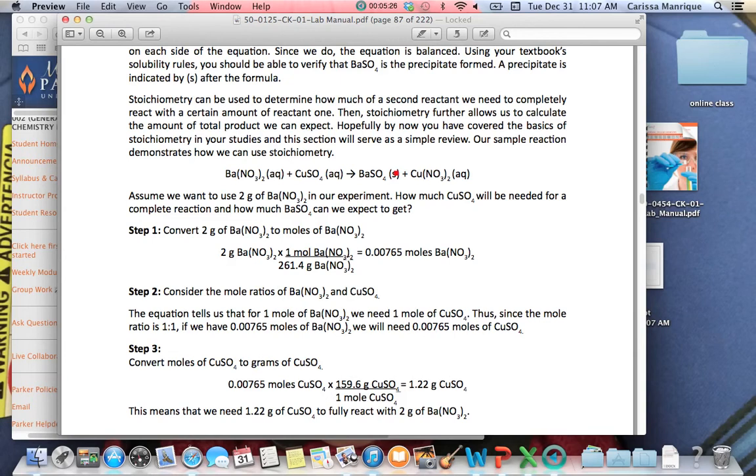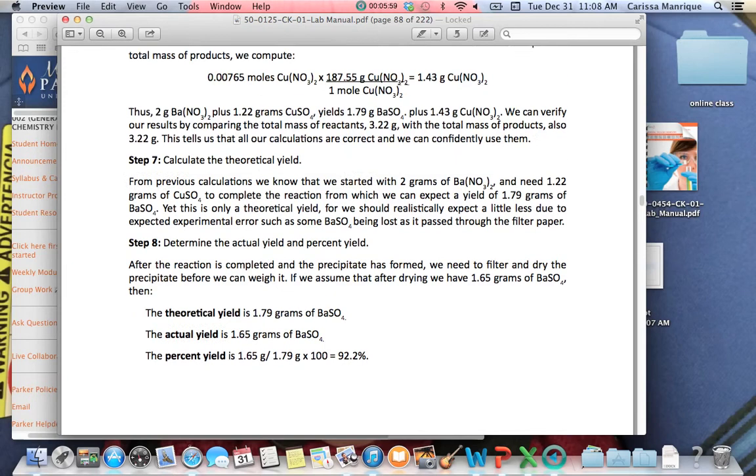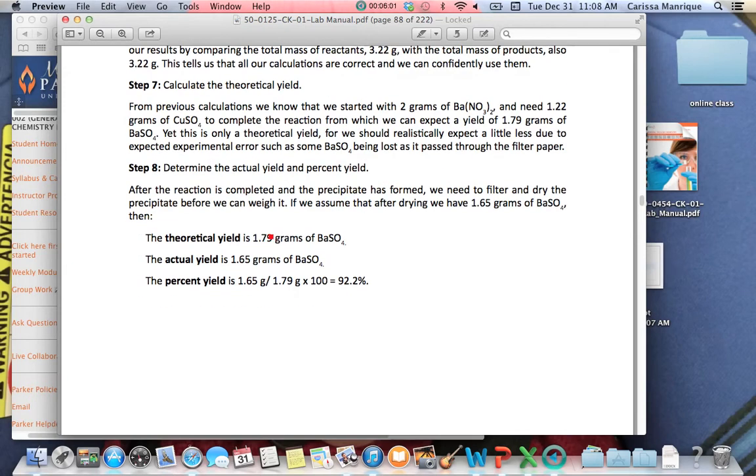Okay? So you're going to convert grams of barium nitrate to grams of barium sulfate, and that again will give you your theoretical yield. Theoretical yield is, as it implies, theoretically how much you're going to make. This is if everything goes perfect, you measure the exact amount out, and when you transfer your product into another beaker, you don't lose anything. So if everything is 100% perfect, this is your theoretical yield. This is how much you can make. In this case, it says it is 1.79.